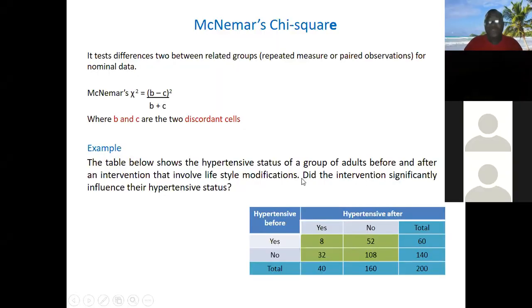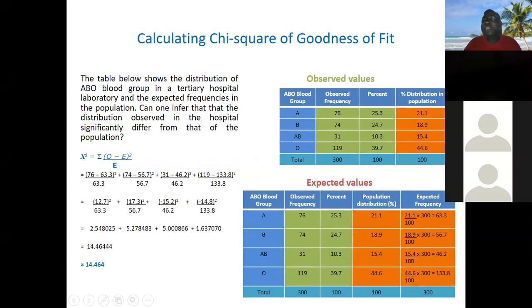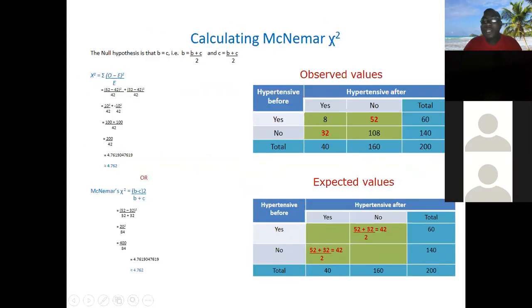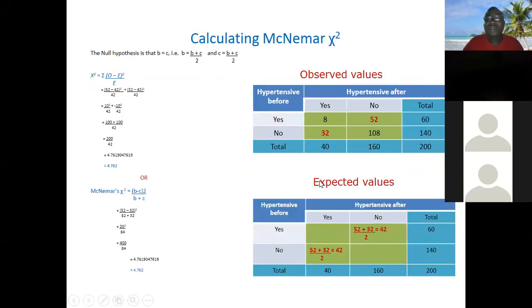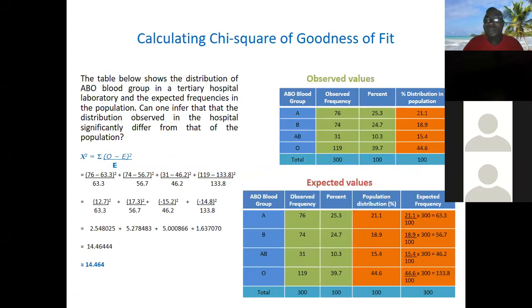Yes, what I wanted to do here is for us to see, I didn't copy it. You need to know the expected frequency count because you're going to enter it there. Can you see it now? The expected counts are 63.3, 56.7, 46.2, and 133.8. So that is what you are supposed to have.